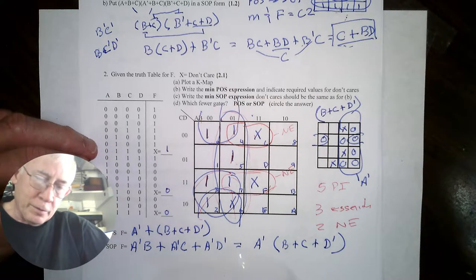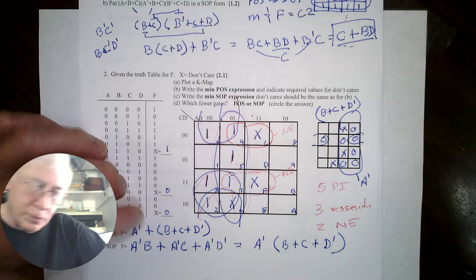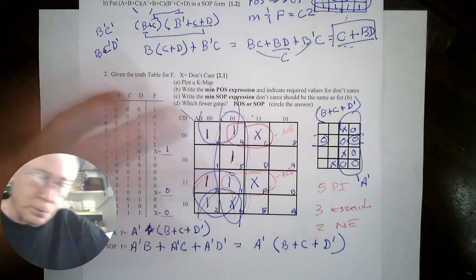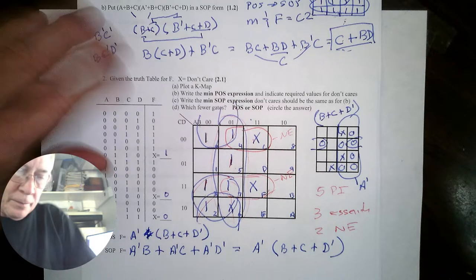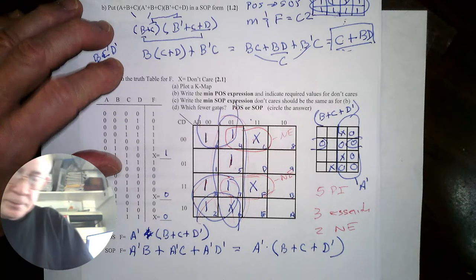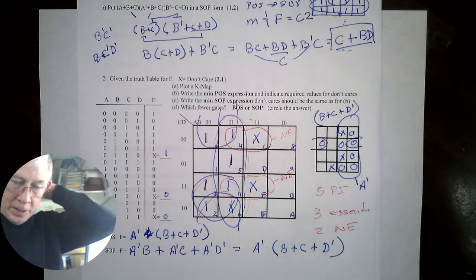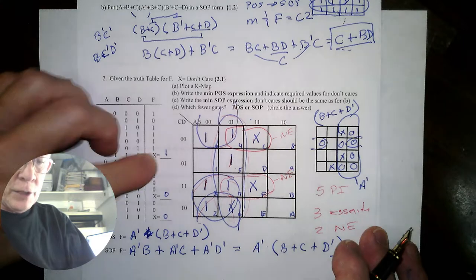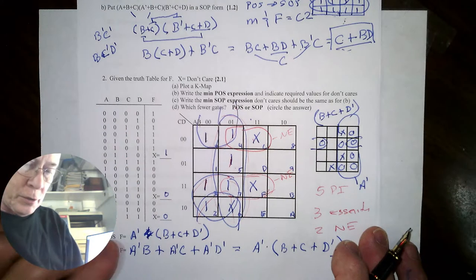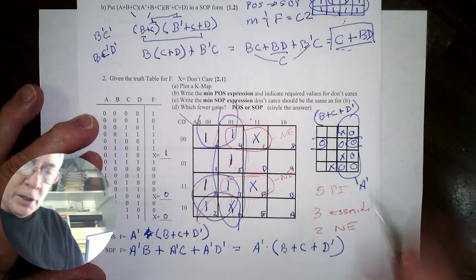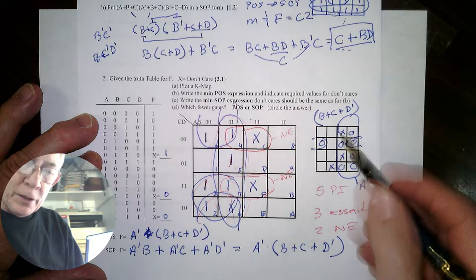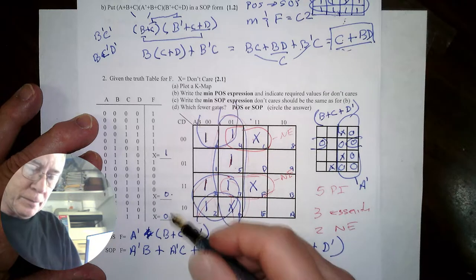So obviously, plus, no. That's wrong. It's A prime times that, because it's SOP, POS form. Yeah. So anyway, this is correct. All right. So that's this problem. And notice this don't care we take as a 1, regardless of whether we did the POS or SOP solution. Here we'll take that as a 1, so it's not included as a 0. And here we'll take these as zeros, just like we did.